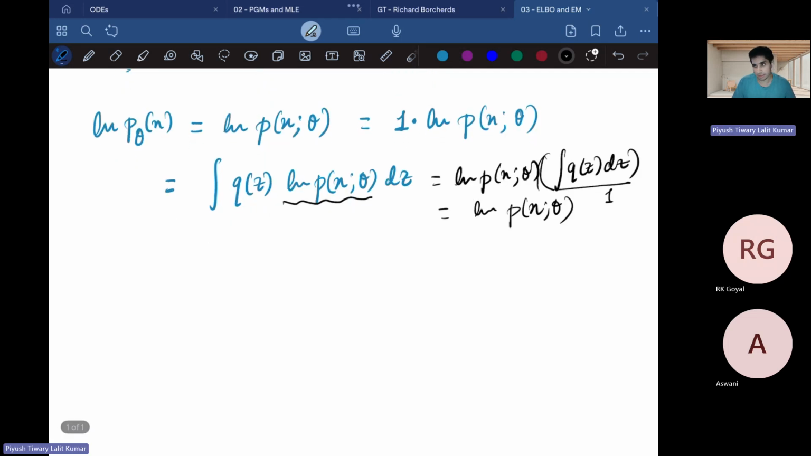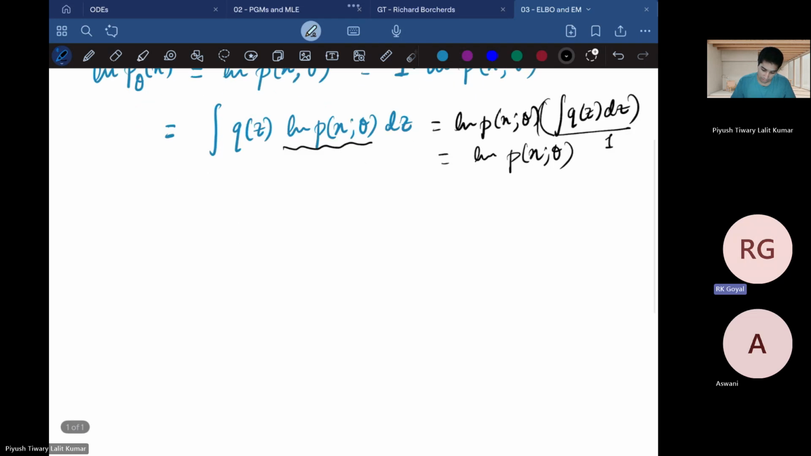People also call this Q a variational distribution, in the sense that you have introduced a new distribution with respect to your hidden latent variable. I hope that mathematically there is no problem, because I have just multiplied things with one. That's all.